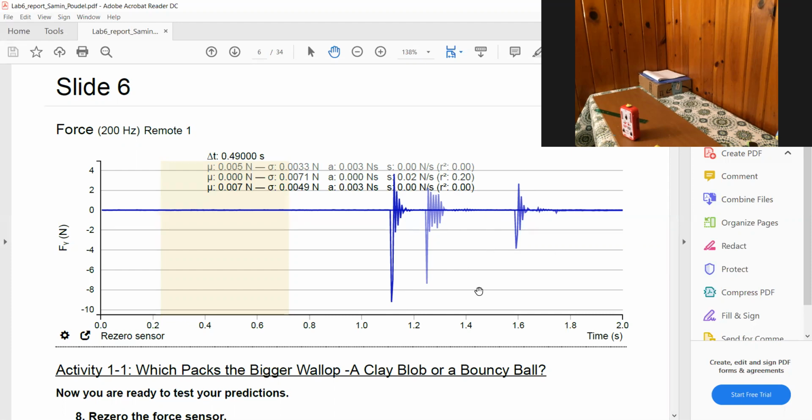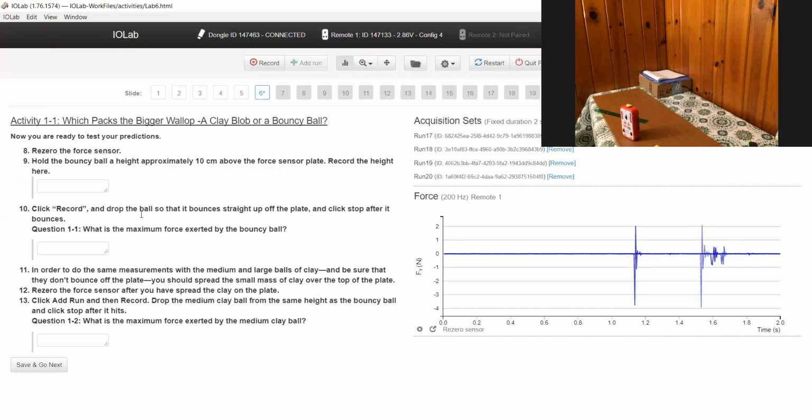So this is the kind of nature of the graph you will be expecting: bouncy ball, clay ball with similar weight, and measure the maximum height here and fill this in. Let me share the same thing now. Then you can fill it here and click on save and go next.